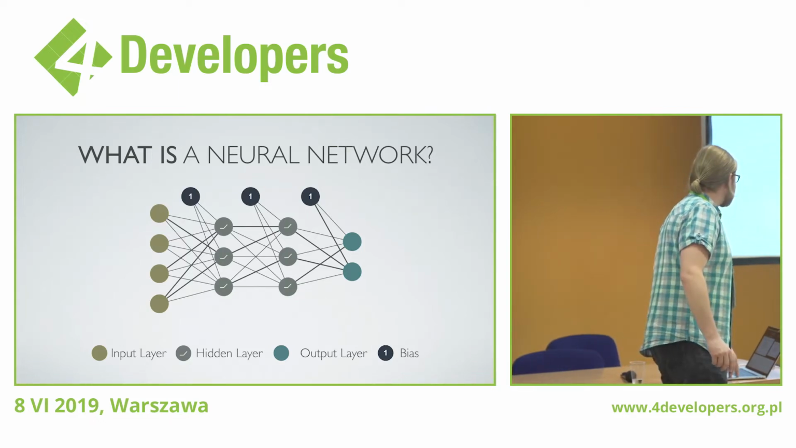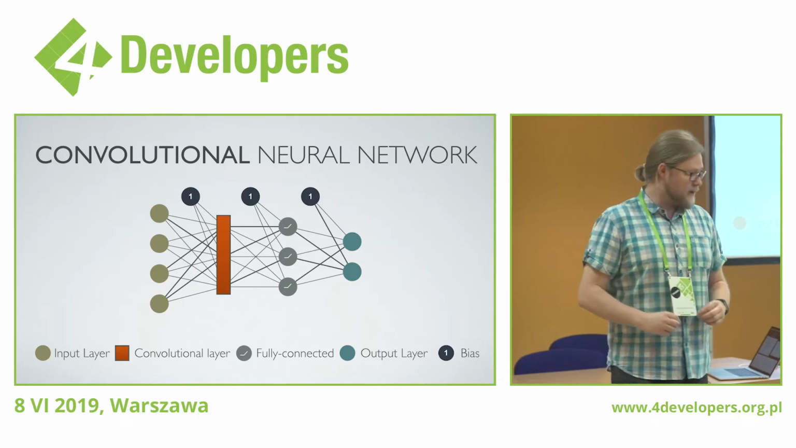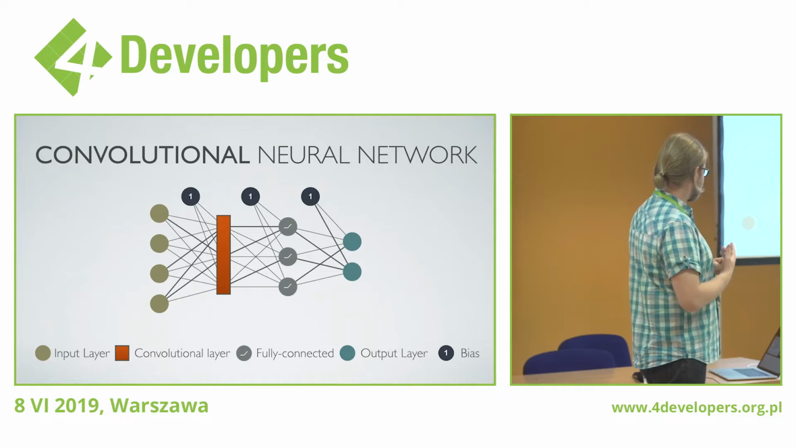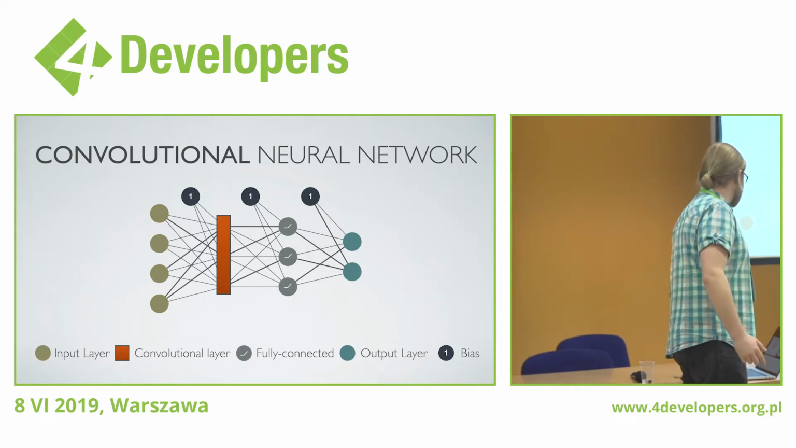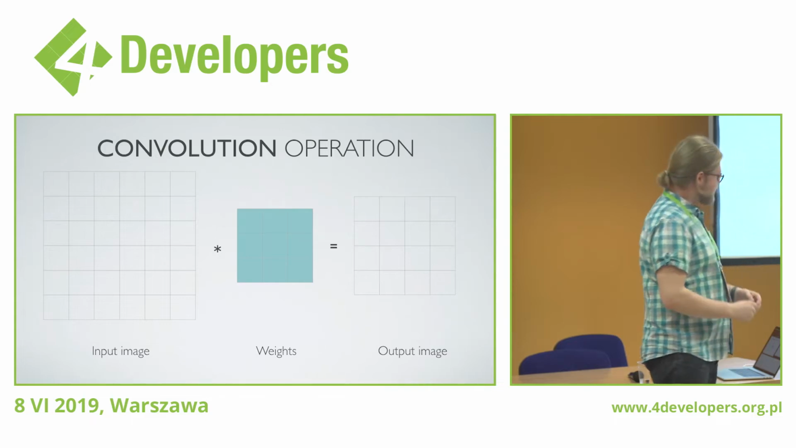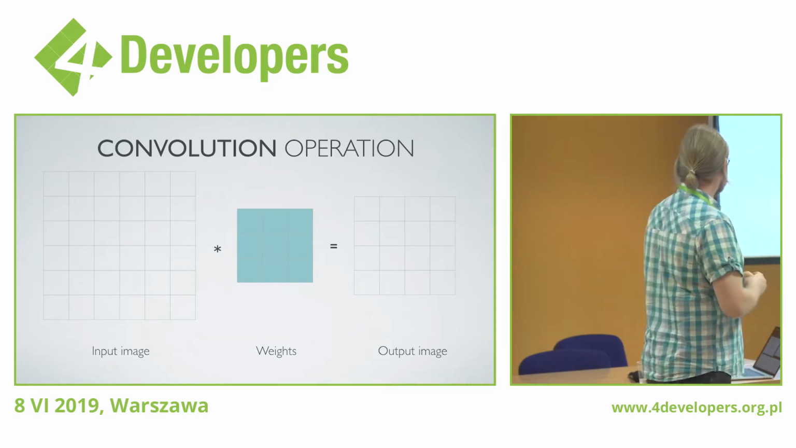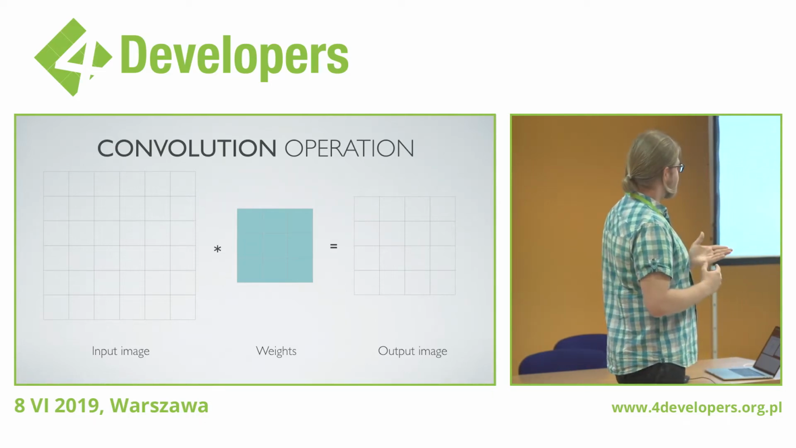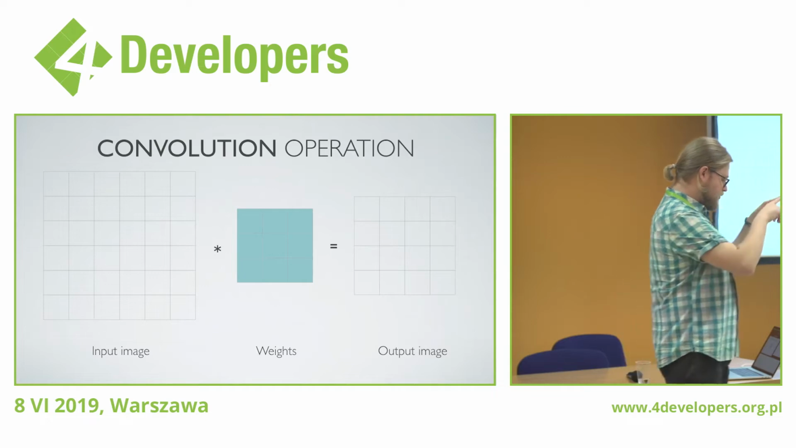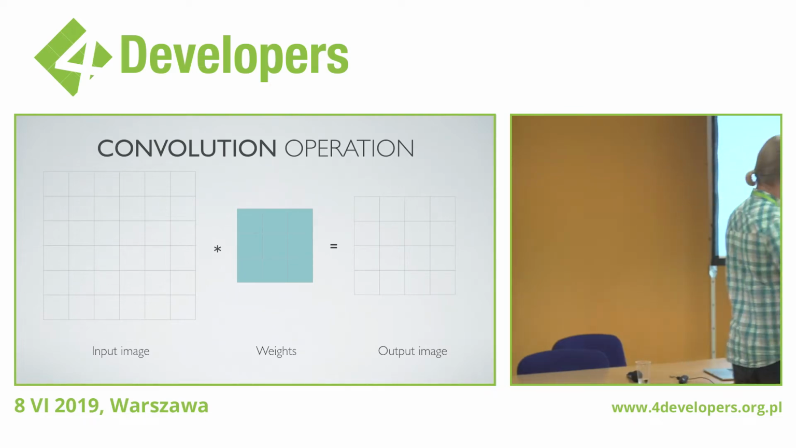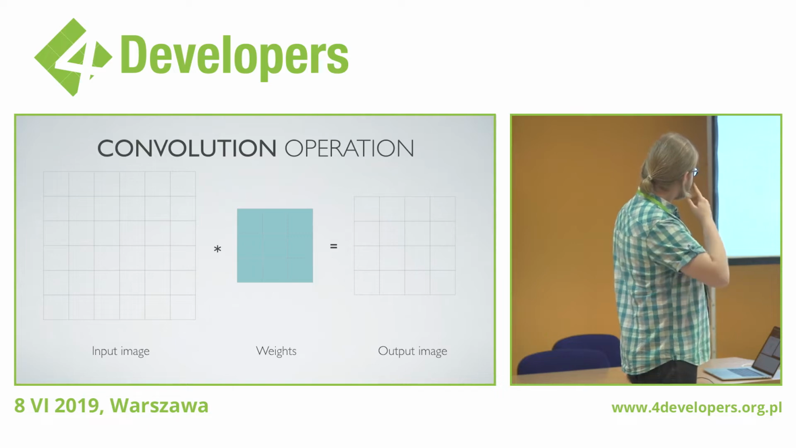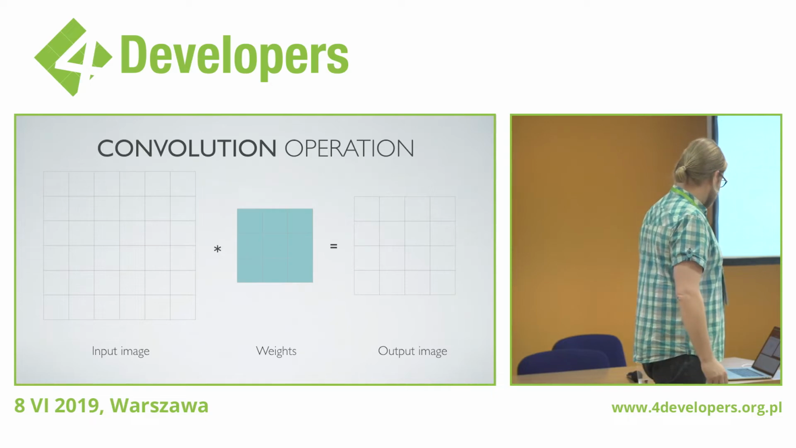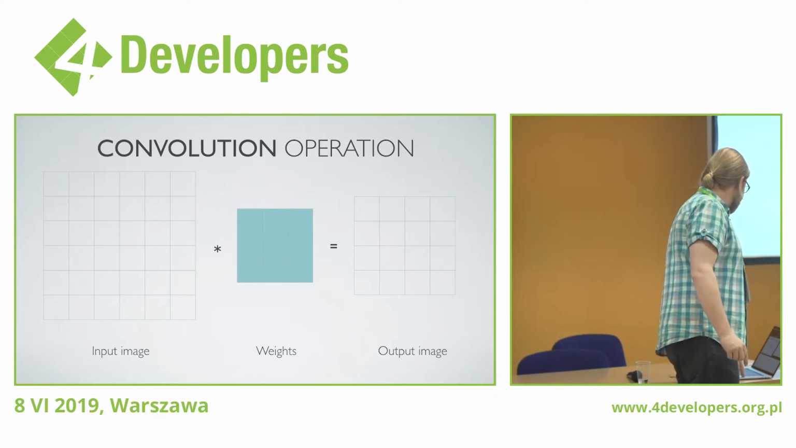You can think of the convolutional neural network as being a network where one of the layers is substituted by a convolutional layer. So what does that really mean? Well, a convolution operation takes the input image and a set of weights, represented by a two-dimensional filter of the same dimensionality as the input image, and it produces an output image.